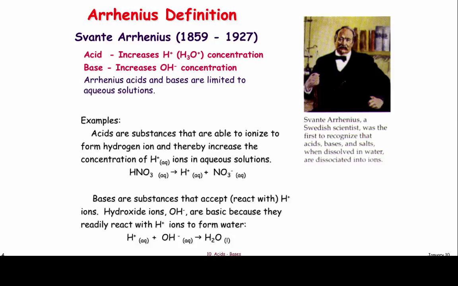Examples of substances that are able to ionize to hydrogen ions and thereby increase the hydrogen ion concentration are like HNO3, which you guys know as nitric acid. When you put that in water, it dissociates, that is, it breaks up into its ions, H+ and NO3-. You probably recognize the NO3- as nitrate. Bases are substances that accept or react with H+ and combine with it. Hydroxide ions, OH-, are basic because when they combine with H+, as shown in this reaction, you form water.